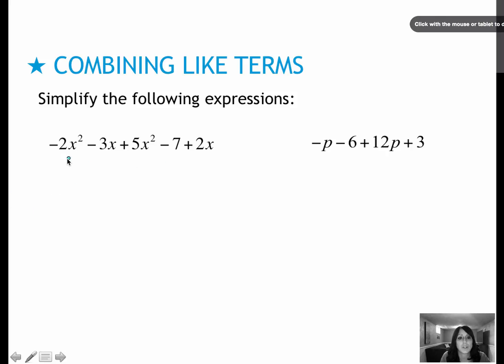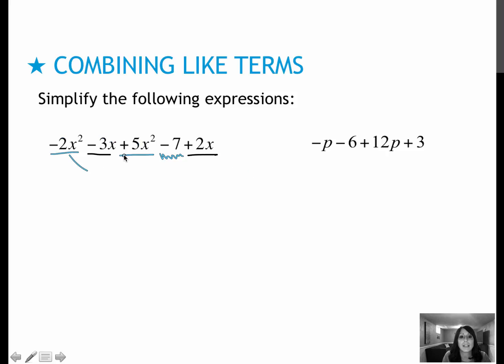For my first question, I've got a negative 2x squared and a 5x squared that appear to be like terms. I've got a minus 3x and a plus 2x that appear to be like terms. And then I've got this minus 7 that doesn't really go with anything else. When I write my answer, I tend to write it in standard form, which we haven't talked too much about, but standard form says start with whatever the highest degree is or the highest exponent.